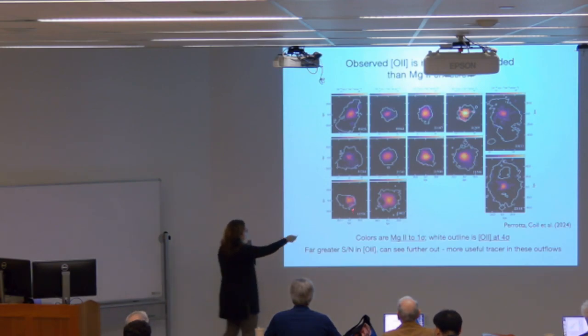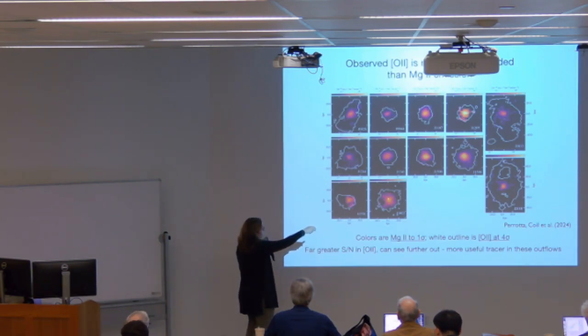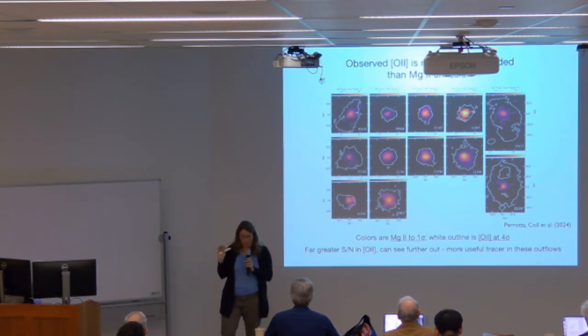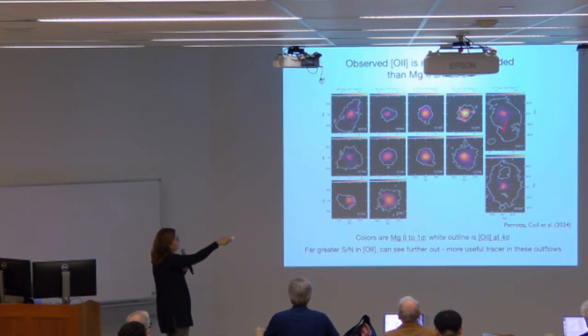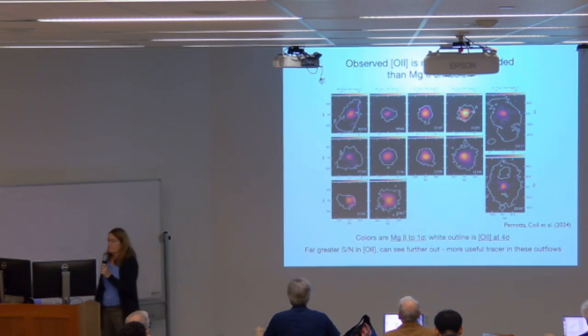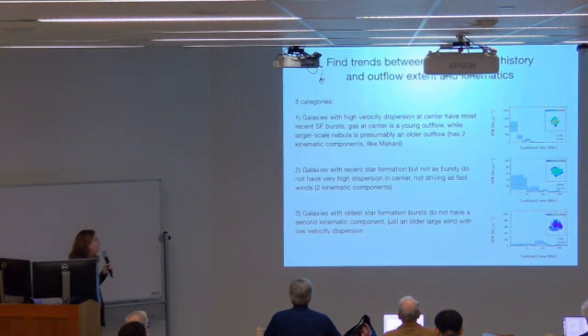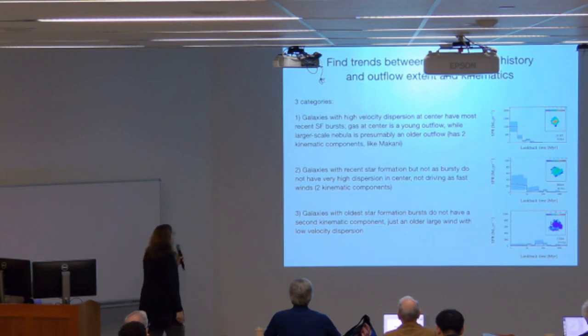So this is going out to like 1 sigma in magnesium 2. And then the white contours are the 4 sigma contours for oxygen 2. So the oxygen is more extended than the magnesium. And in particular, in the more extended sources, the oxygen 2 is much, much larger than the magnesium 2. There's just far greater signal-to-noise in the oxygen 2, and for these galaxies, it's a more useful tracer of the outflows because we can see it so far out.